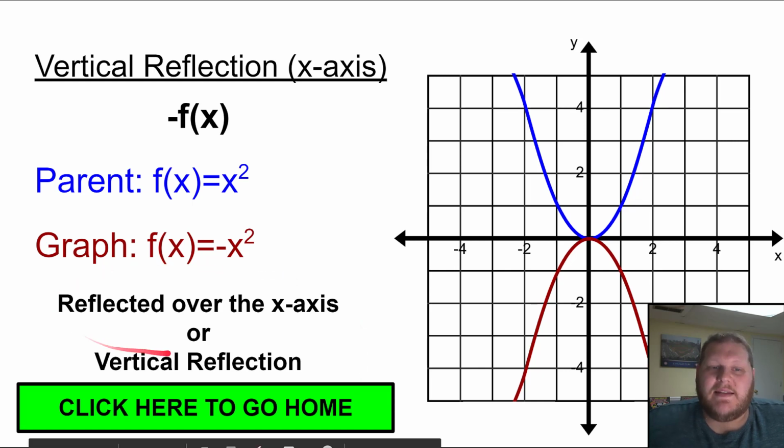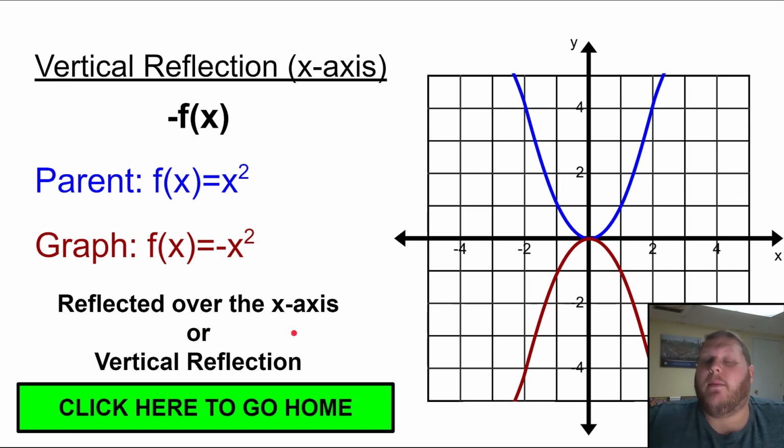I have two different ways that I can describe this. I can be a little bit more formal and say it was reflected over the x-axis, or I'm okay with you just saying it was a vertical reflection. Just be prepared to see either of those. The book tends to use the fancier term.